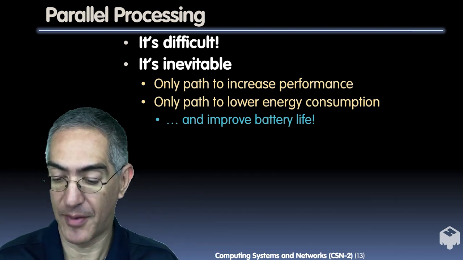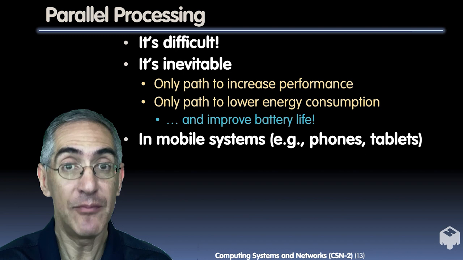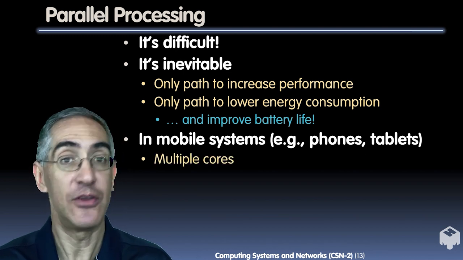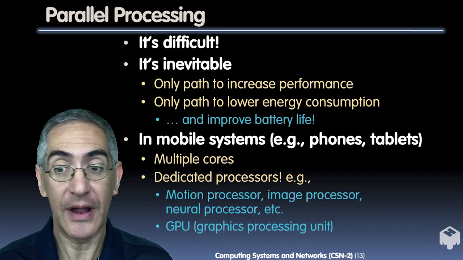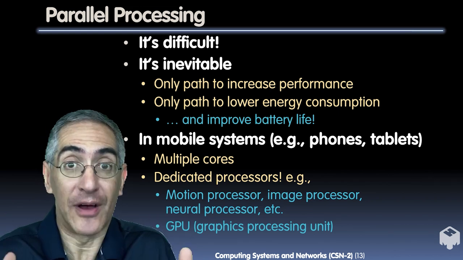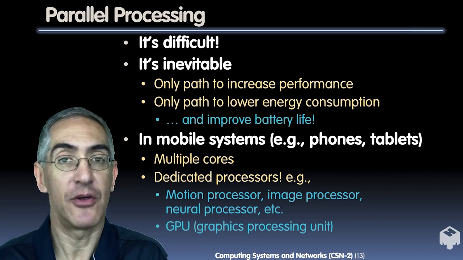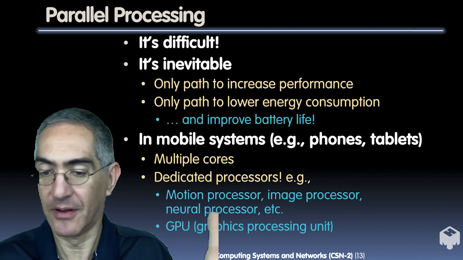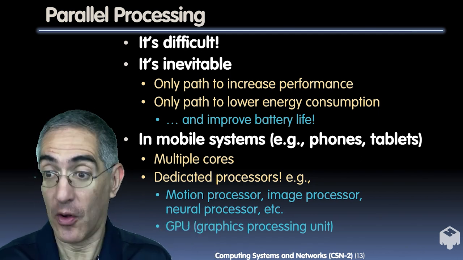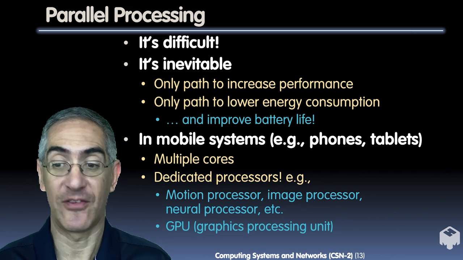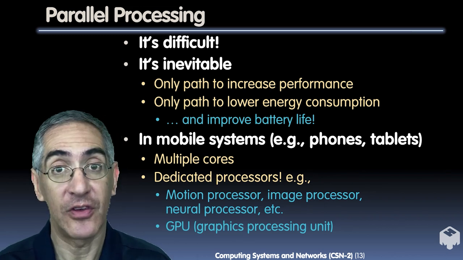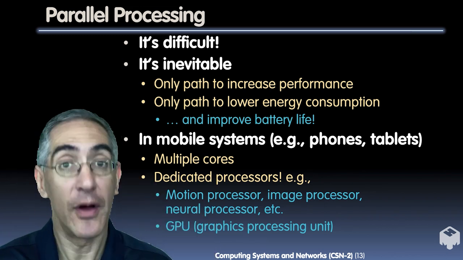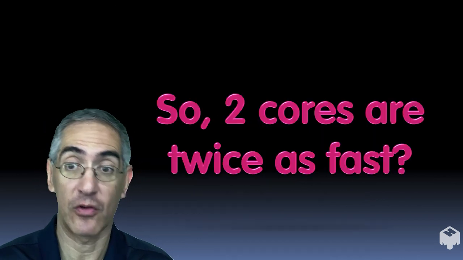So they're actually quite clever about having those. In mobile systems like phones and tablets, you're going to have multiple cores. You're also going to have dedicated other processors, maybe dealing with motion or image processing or neural processing, thinking about how to handle machine learning programs, all locally on your mobile device. Pretty powerful. You're also going to have a graphics processing unit, which is going to handle the drawing of the screen and also some of the work as well.